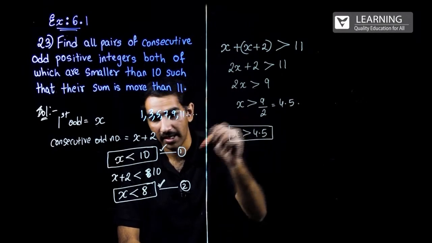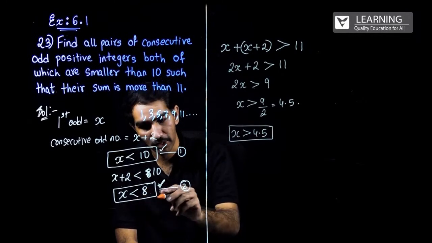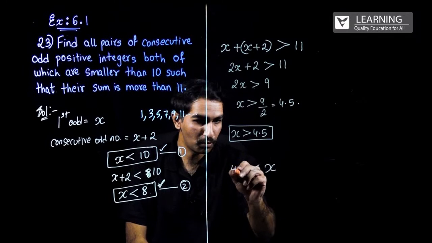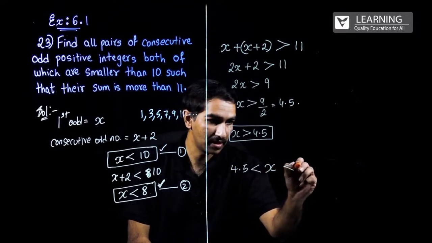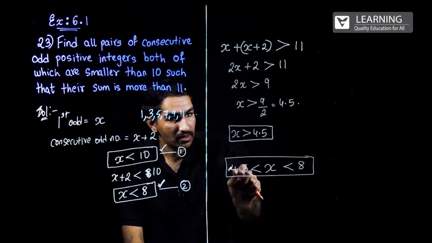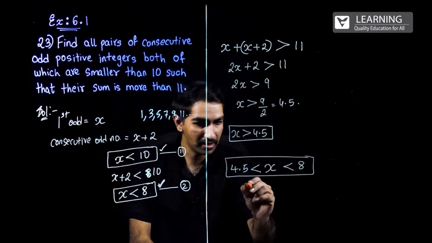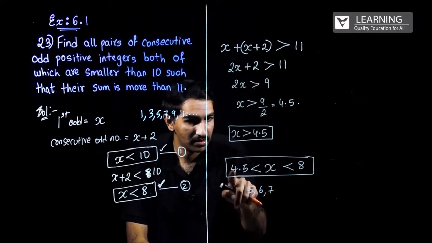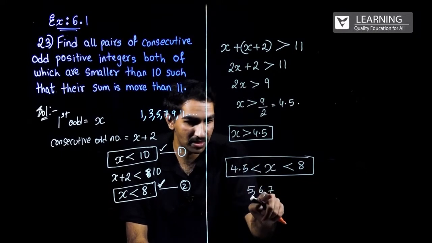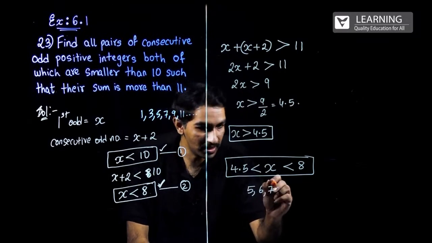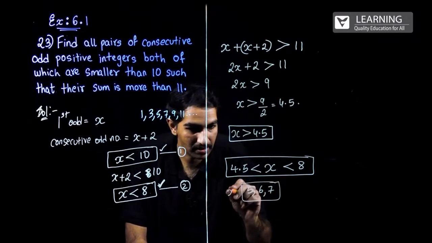Now see, students. X is greater than 4.5, and we also got x is lesser than 8. So can we write x like this? X is greater than 4.5 but lesser than 8. So what are the values? More than 4.5 but lesser than 8. Those are 5, 6, 7. So these are the set of values of x.